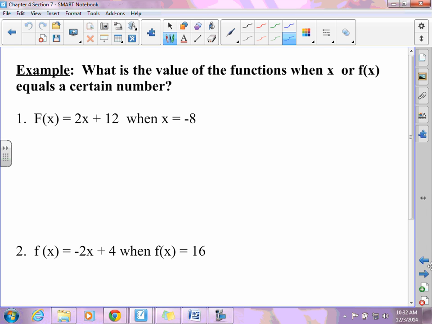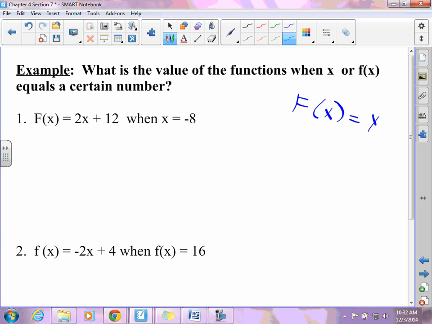It says f of x equals 2x plus 12 when x equals -8. For our purposes, when you see f of x, think of it as y. It's essentially what it is. And you go, well, Mrs. Medvec, why do they say f of x? Why don't they say y? Well, we're starting to get into something that's called function notation. And that's what f of x is. It's a special type of notation or a special way of doing something.